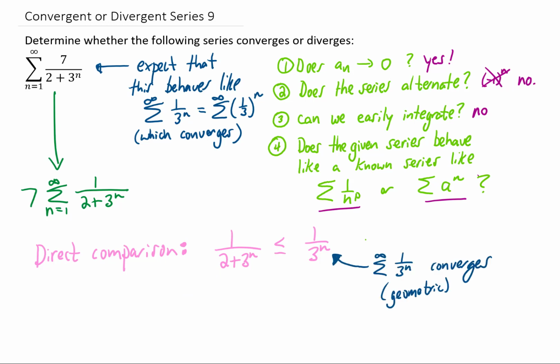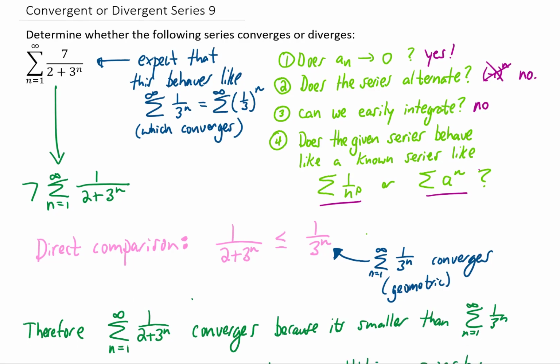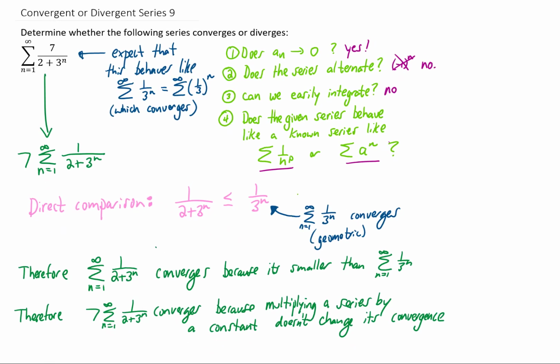We already know that the series of this right-hand side converges because it's a geometric series with a less than 1. Therefore, we automatically know that this series right here converges because it's smaller than a series that we already know converges. And finally, if we refer back to the original series, we know that our original series converges as well because just multiplying a series by a constant doesn't change whether or not a series converges.